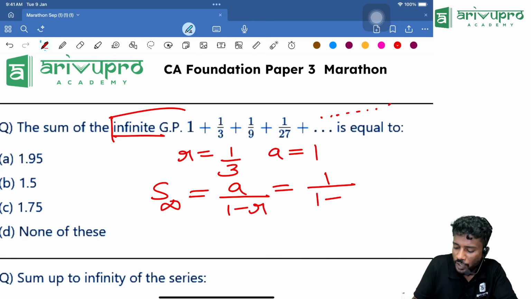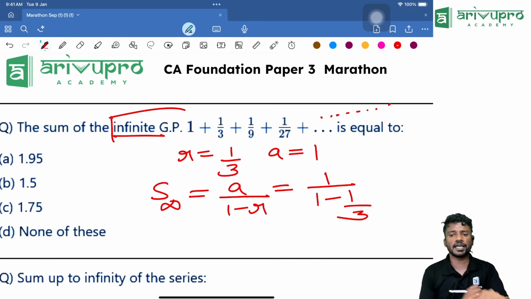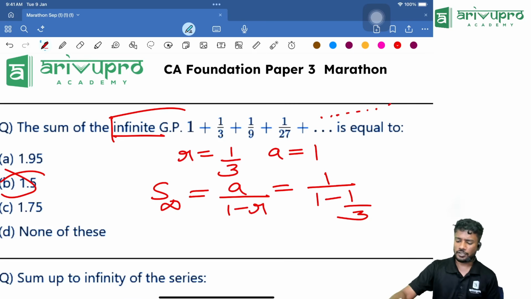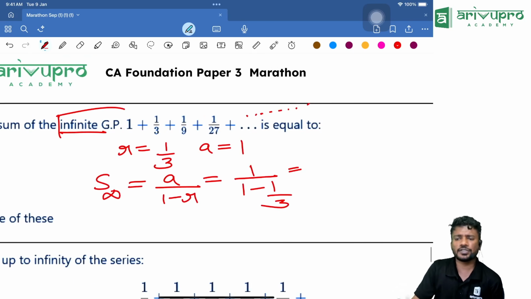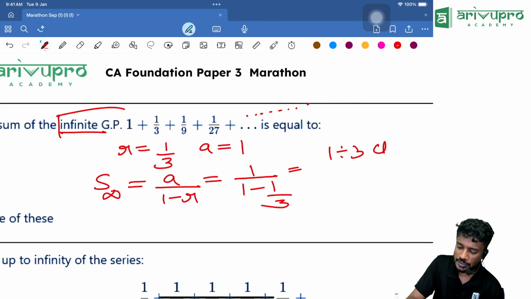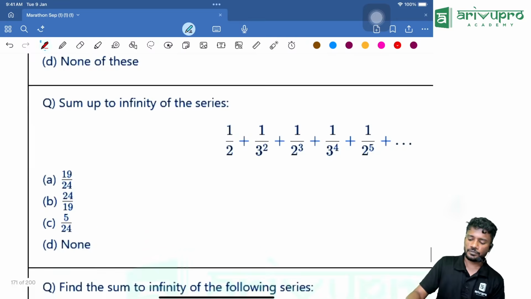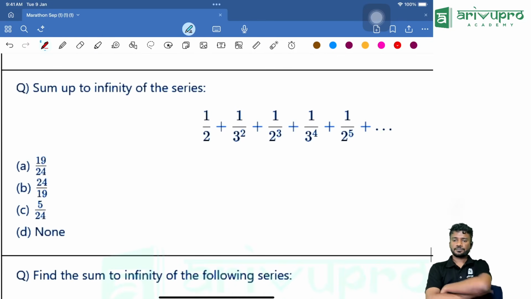Which is equal to 1 divided by 1 minus 1 by 3. Just use calculator, get me the answer. How much is it? 1.5. Yes. Use calculator. If you know LCM, use LCM. Otherwise, use calculator. So 1 divided by 3. Then change sign. Then plus 1. Then divide, equal to. You will get the answer as 1.499999 something. Answer is what? 1.5.